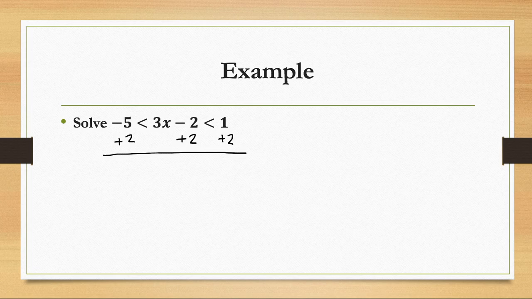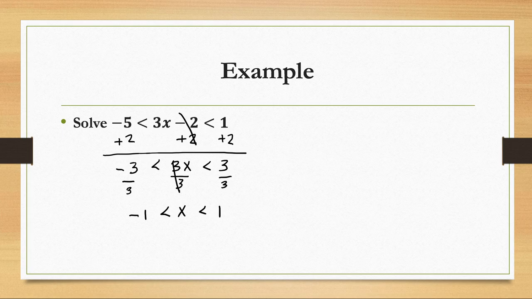So negative 5 plus 2 is going to give me negative 3. In the middle, the 2's cancel, leaving me just 3x. And on the right-hand side, 1 plus 2 is 3. Again, keeping in mind that your goal is to get x by itself, the next step is going to be to divide by 3. And if I divide by 3 in the middle, I'm going to divide by 3 on all 3 parts. So I have negative 1 is less than x is less than 1.